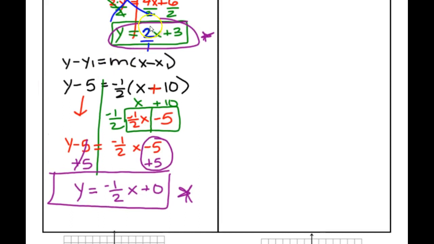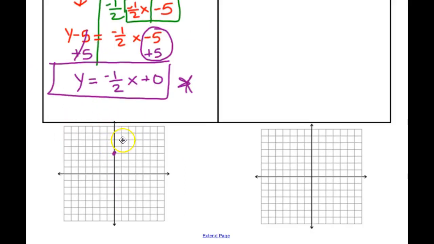And our slope was rise 2, run 1, up 2, 1 to the right, or down 2, 1 to the left. So there's our first line. Second line, we'd begin at 0, and our slope was negative 1 over 2, or down 1, 2 to the right, or up 1, 2 to the left.